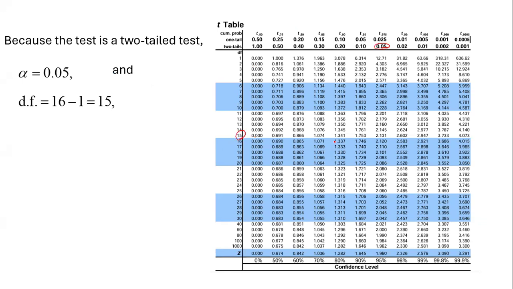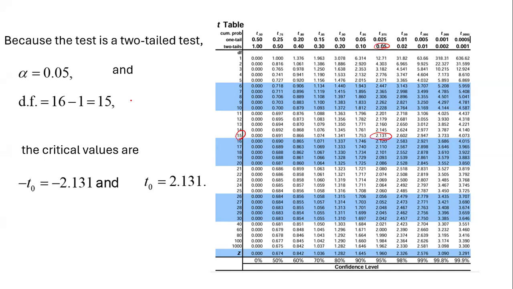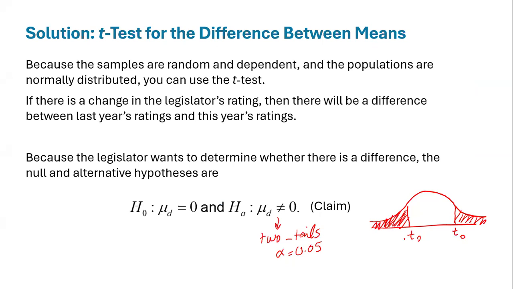And we end up with this number, 2.131. But you know we have two critical values. So that means positive 2.131 and negative 2.131. And the rejection regions are all of the t-values that are less than -2.131 and more than +2.131.